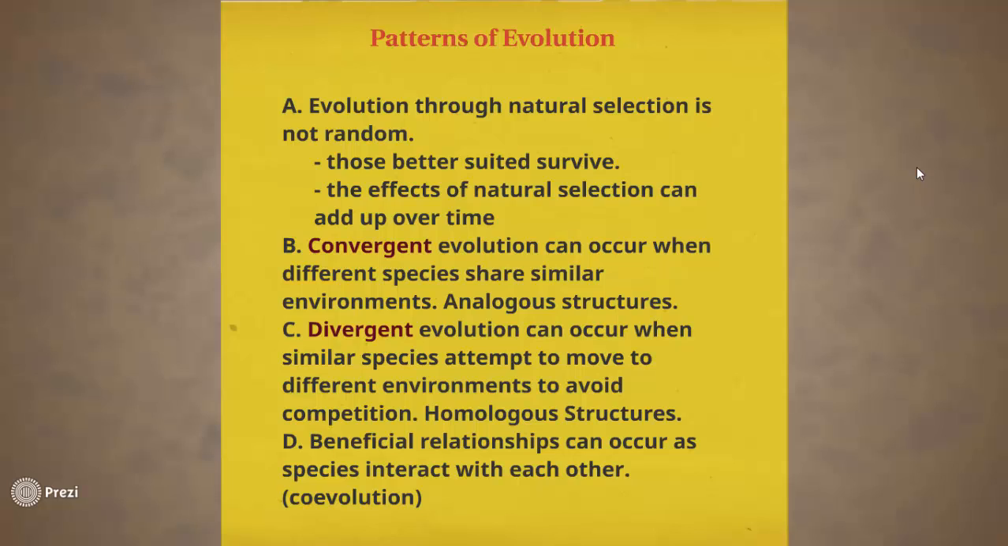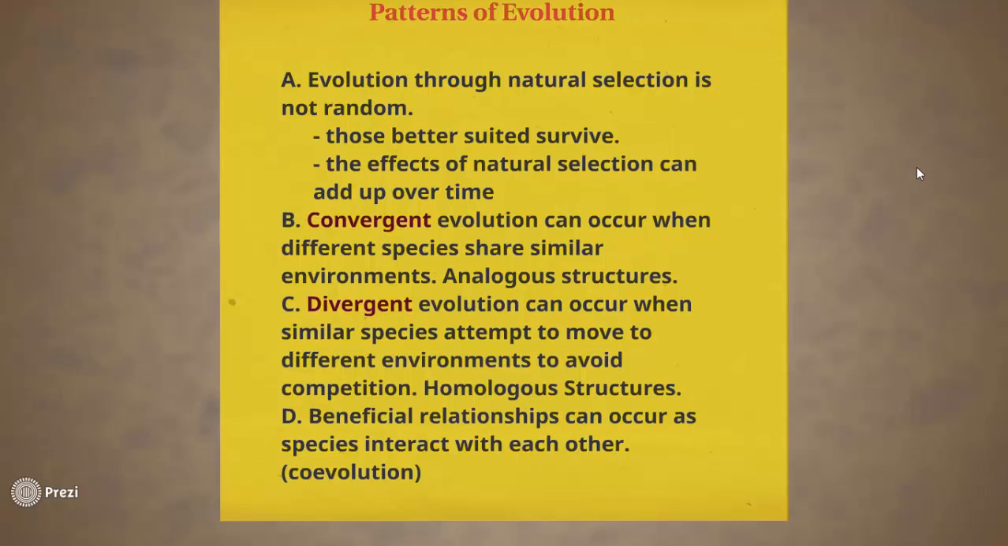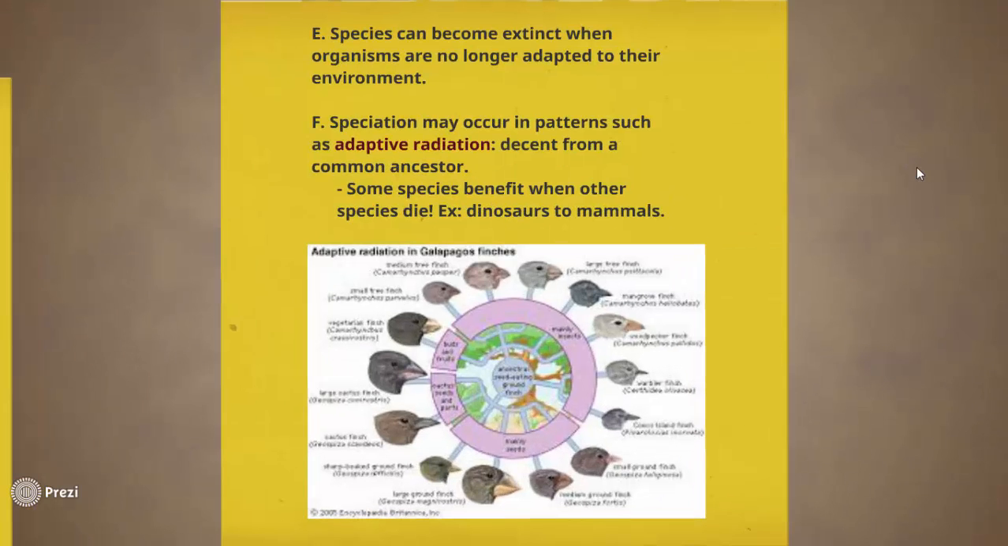So we have the patterns of evolution. We have convergent evolution, which can occur when different species share similar environments, giving analogous structures. Divergent evolution can occur when similar species attempt to move to different environments to avoid competition, giving homologous structures. Beneficial relationships can occur as species interact with each other, and that's called coevolution. Just as I've said, so we have adaptive radiation.